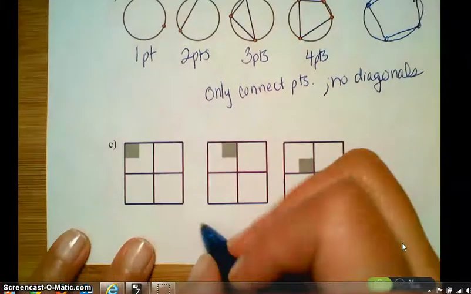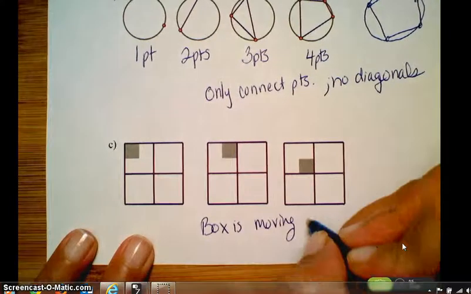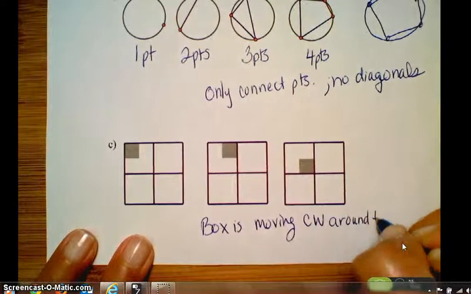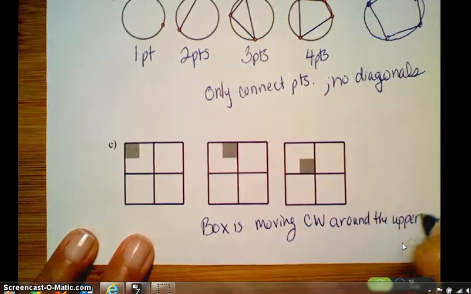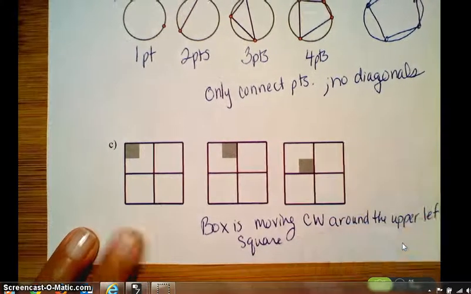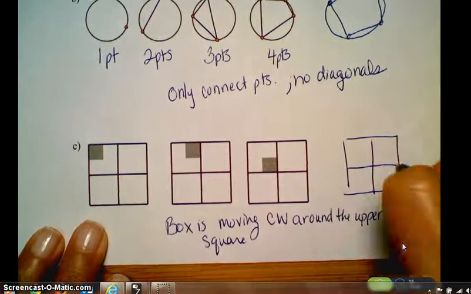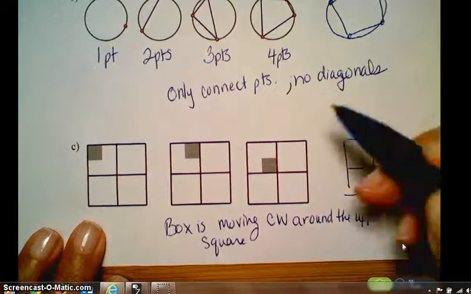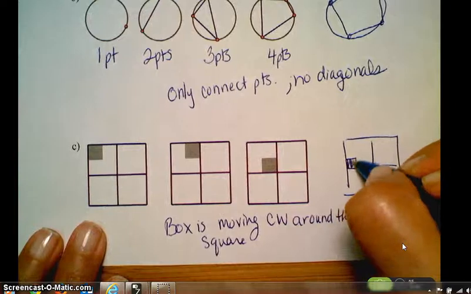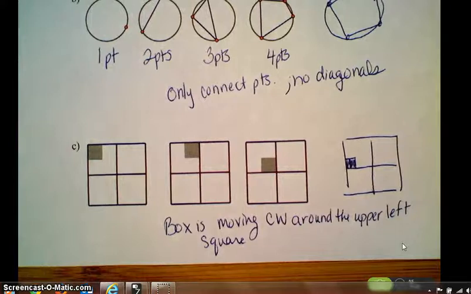As you can see in the picture, the box is moving clockwise around the upper left square. And so therefore, my next picture will have the 4 squares, and our little gray square will now move to this corner. All right, so that takes care of the first examples. We're moving on to the next page.